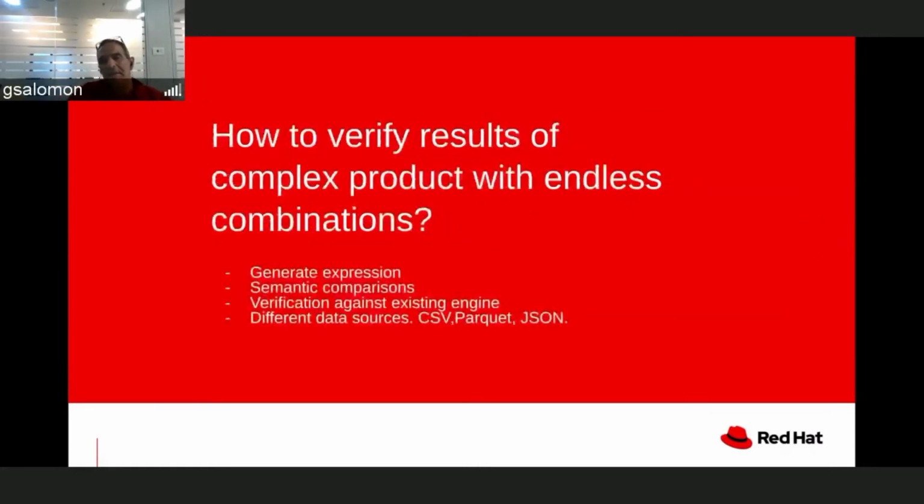Okay, until now we saw quite a complex product, and the question is how to verify the results of a complex product with endless combinations, such as S3select. We have several utilities that we developed in our team, mainly generators of expressions and statements. I will speak about several of them.